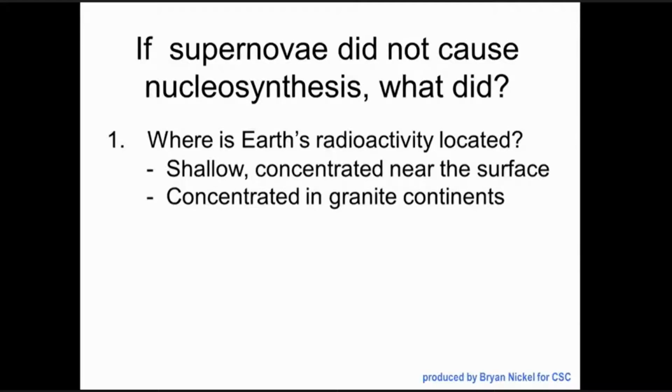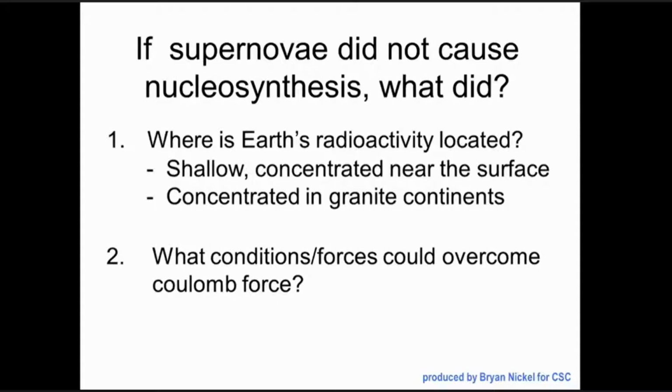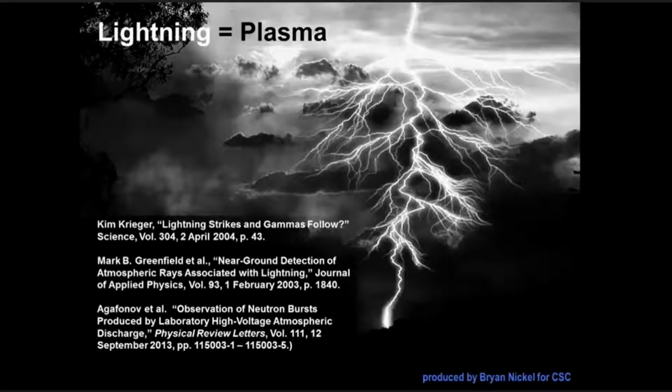We now must answer a second question in order to see how heavy elements were created. What conditions or forces could overcome the Coulomb force? Two possibilities exist. They are the Z-pinch and shock collapse. Returning to the bolt of lightning, let's discuss what it is.